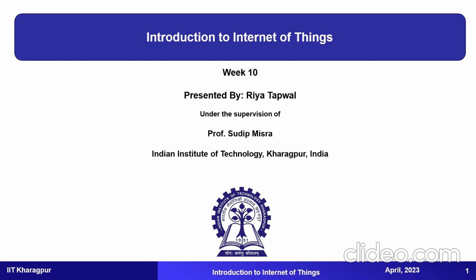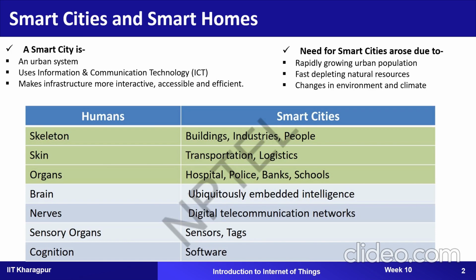Today we will discuss the topics of week 10 and after that we will discuss the assignment questions of the same week. So first of all we will discuss smart cities and smart homes. So what exactly is a smart city? Basically, a smart city is an urban system which consists of various buildings, industries, hospitals, schools that use information and communication technology in order to make the infrastructure more interactive and accessible.